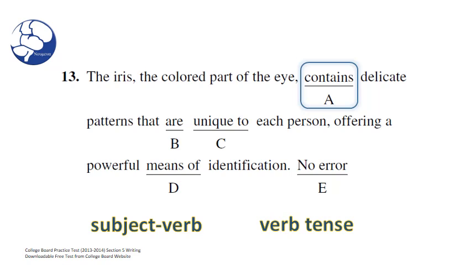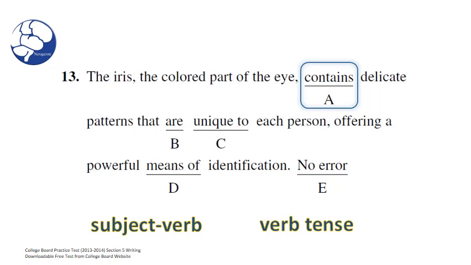So let's look at the subject here. The subject here is the iris. I know some of you are looking at the colored part of the eye, but everything in between those commas is what we call an appositive, so we can get rid of those. That's also a modifier, a noun functioning as an adjective describing more about the iris. So the subject here is the iris, and the iris is singular. It has an S, but it's singular. It's not in the plural form. So far, so good. Subject-verb checks out.